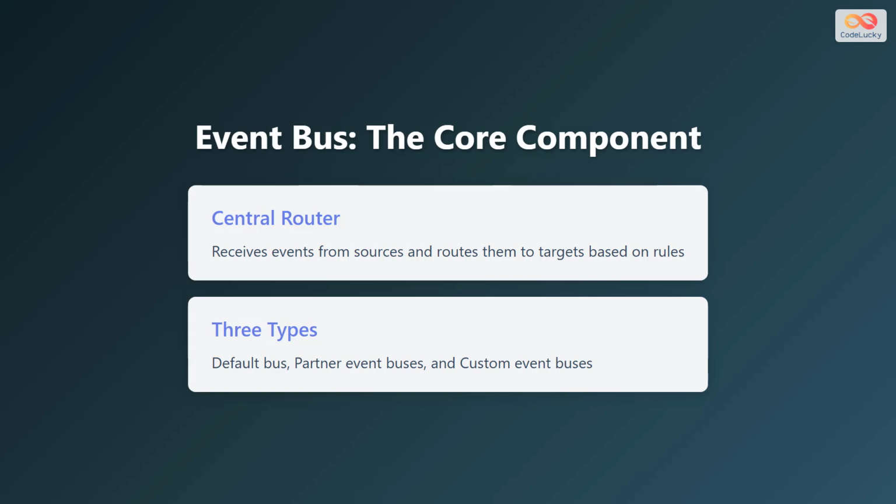At the heart of EventBridge is the event bus. An event bus is the central router that receives events from sources and routes them to targets based on rules you define. EventBridge provides three types of event buses. First, there's a default bus that automatically receives events from AWS services. Second, partner event buses receive events from third-party SaaS applications. And third, custom event buses allow you to create dedicated buses for your own applications and specific use cases.